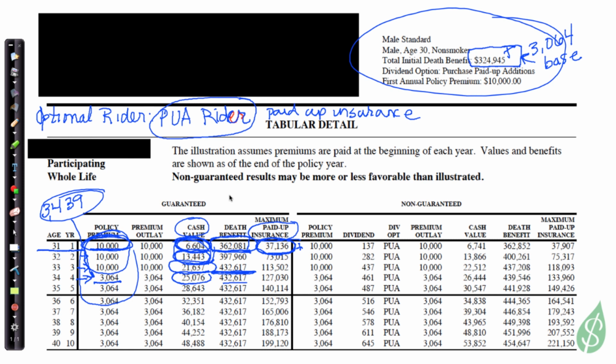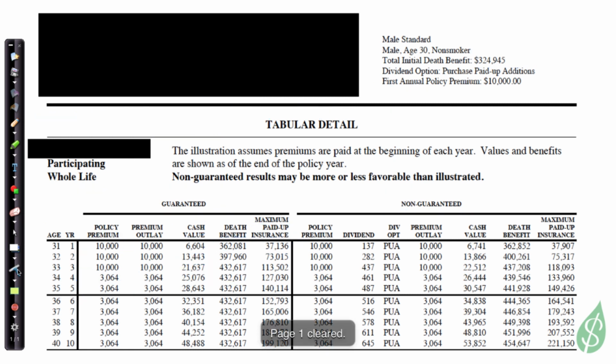Now, we've been talking about the guaranteed values of the policy. Now we're going to go to the non-guaranteed. That's going to be fun to talk about, but let's first clear our board, and then we won't get confused about all the numbers and figures we have on there.